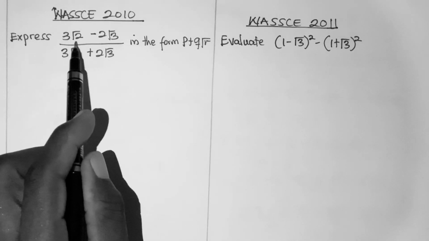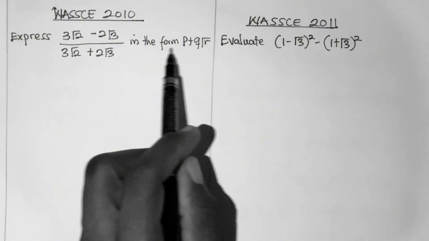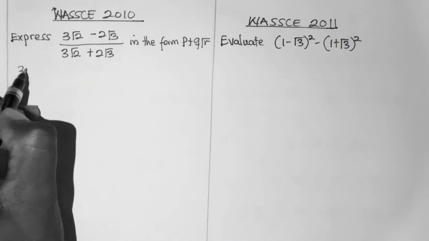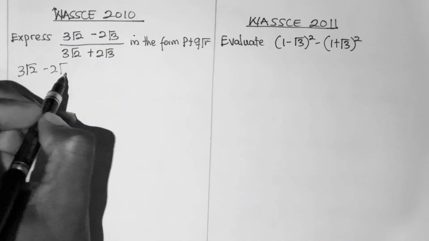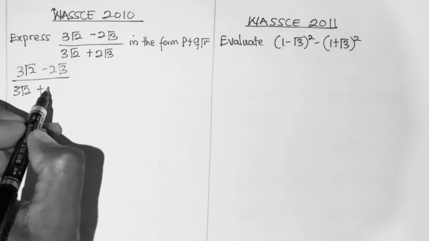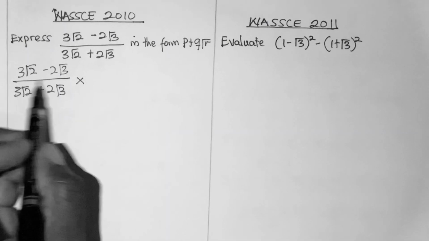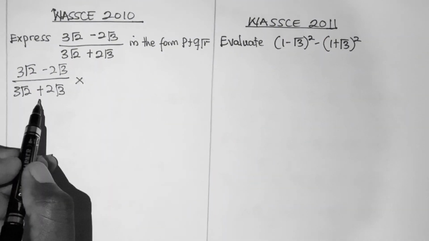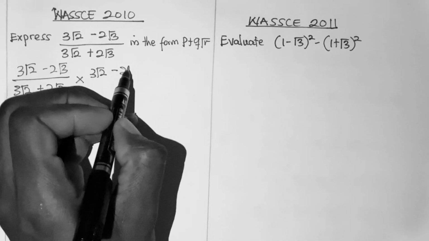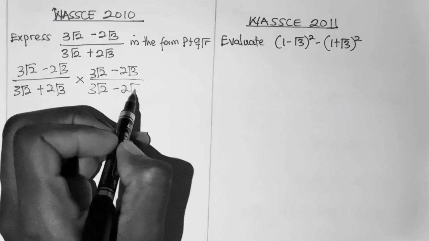Express (3 root 2 minus 2 root 3) divided by (3 root 2 plus 2 root 3) in the form P plus Q root R. So let's rewrite it. So it's 3 root 2 minus 2 root 3 divided by 3 root 2 plus 2 root 3. What we need to do is rationalize, by multiplying both the numerator and the denominator by 3 root 2 minus 2 root 3 divided by 3 root 2 minus 2 root 3.